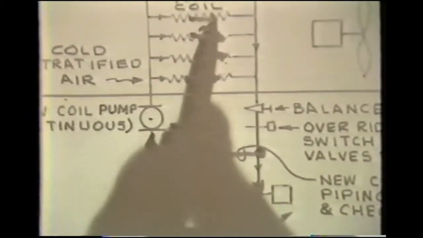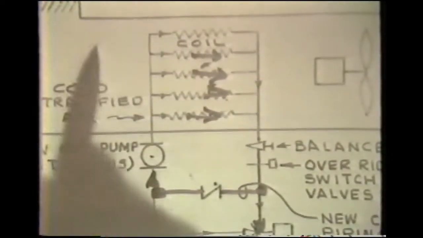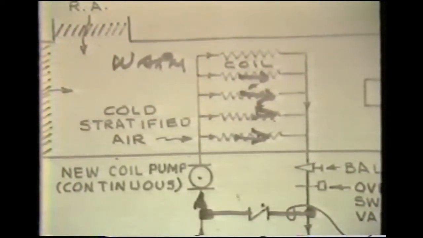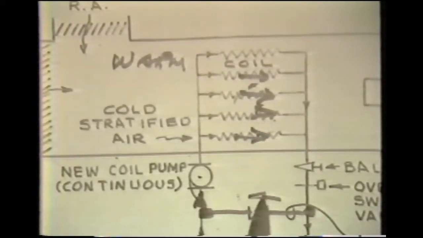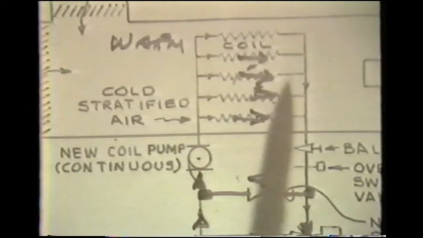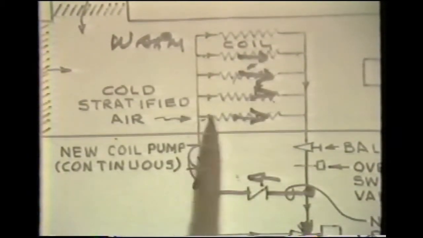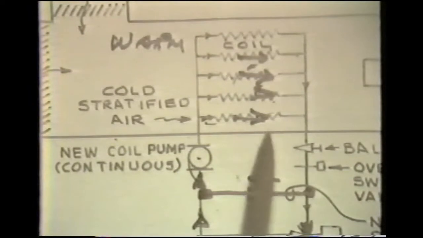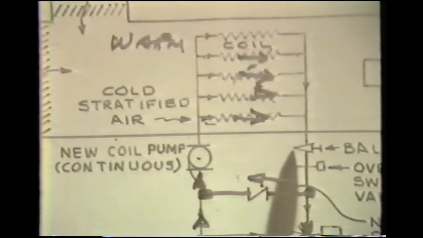Now, what will happen in this circumstance then is this: that we have warm stratified air in one section of the coil, and water being pumped through the coil and in complete bypass now will necessarily increase in temperature to negate the effect of the decrease in temperature caused by the flow of water through the cold section of the coil. So we then have a balance, basically, of heating versus cooling.